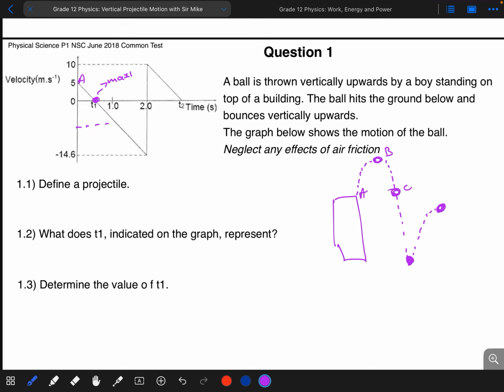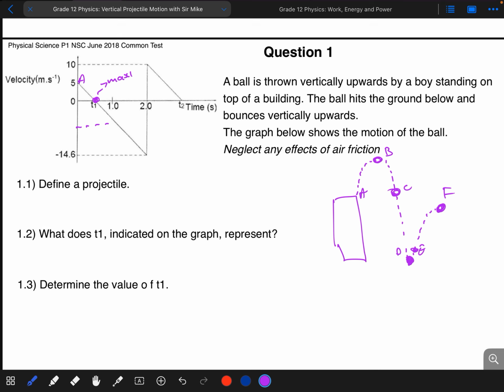So I'm going to represent point D as the position just split seconds before it collided with the ground. And I'm going to represent point A as the position immediately after it collided with the ground. Then the maximum point there I'm simply going to represent by F, something like that.